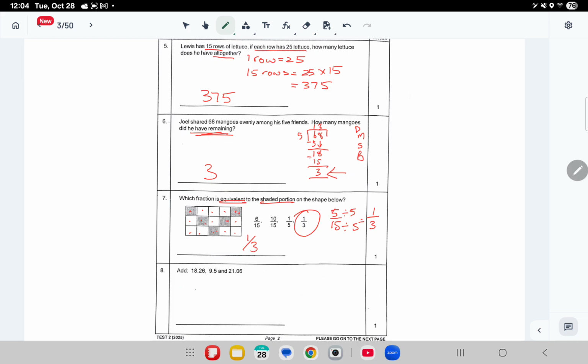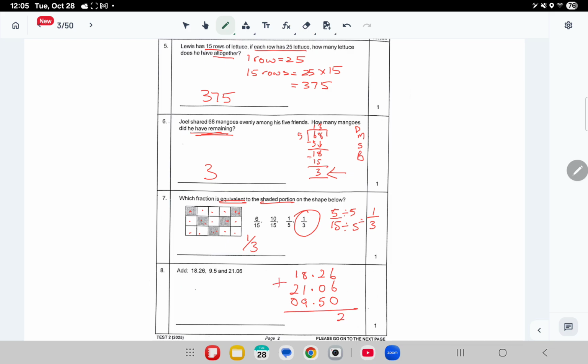So it says here now add 18.26, 9.5 and 21.06. When adding decimals, we always line up the digits so that the decimal point will be one under the other. So we have 18.26, then I'll put 21.06, and then the last one is 9.5. I'll fill out the spaces with zeros, and then we add.